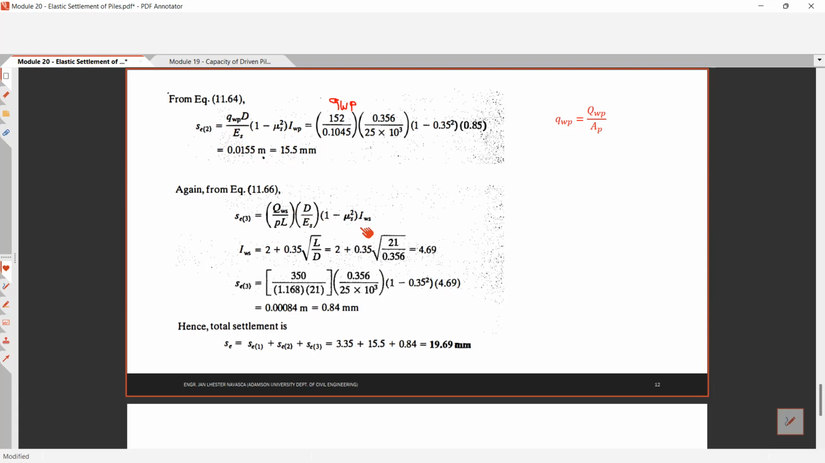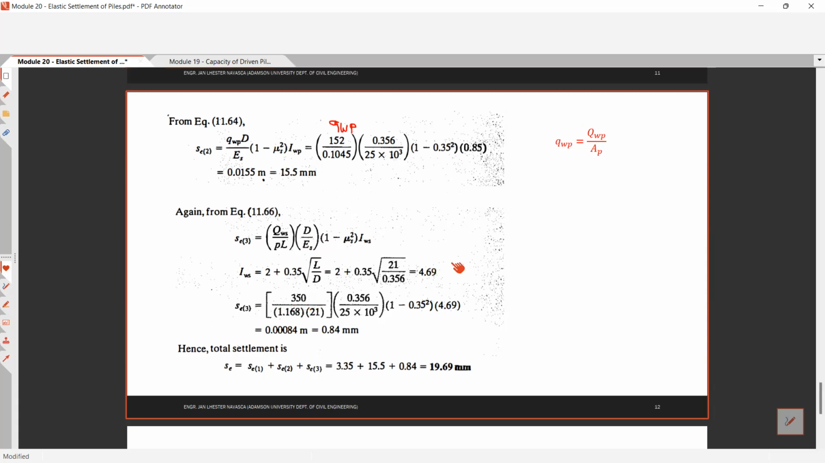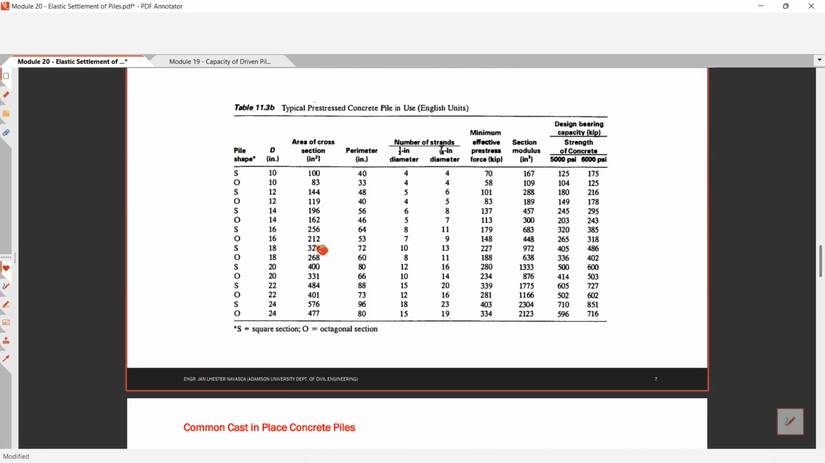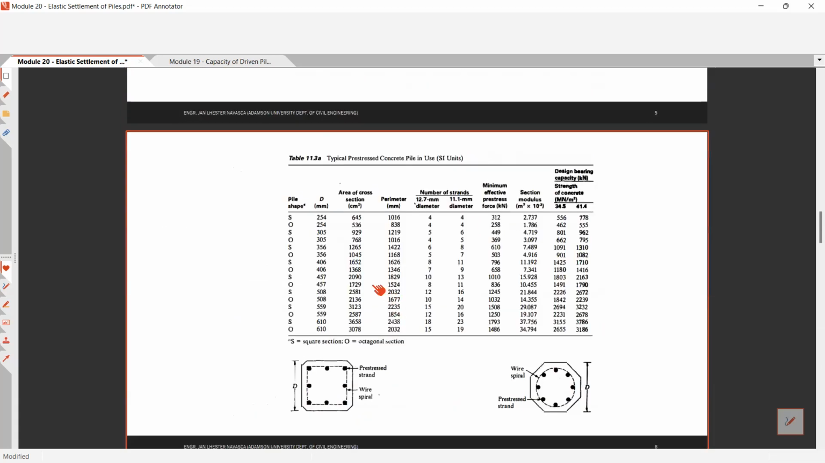Okay, however, IWS is different. Okay, this one is IWP, or the influence factor due to pile. Ito, the influence factor for the skin friction. Okay. So QWS over PL, okay, that is 350 divided by, ano yung perimeter? Okay, yung perimeter, go back again doon sa table, that is 356, di ba? 356, hanapin mo yung perimeter octagonal shape, that is 1168 millimeters.